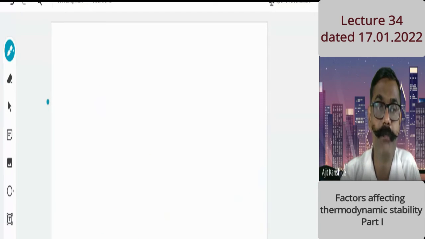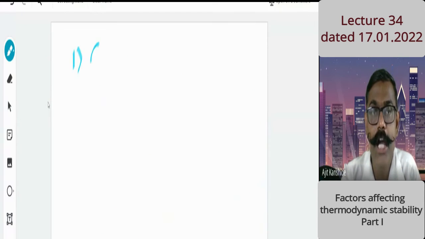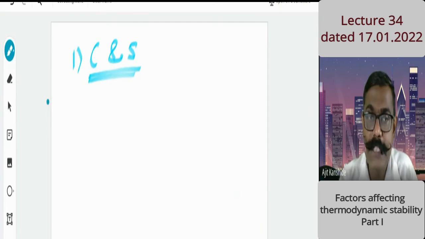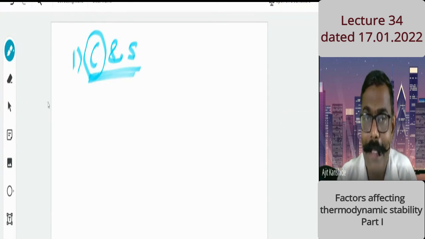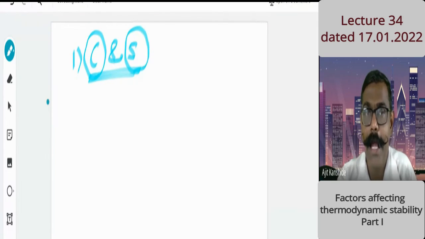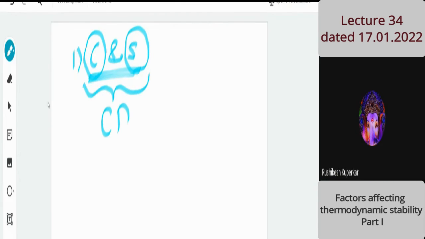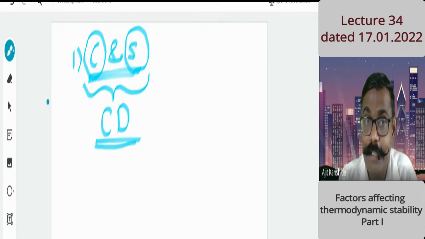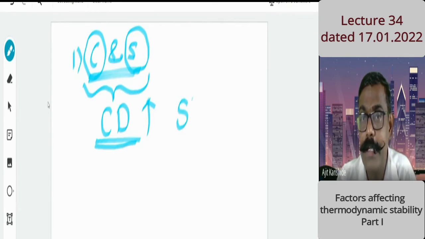The point with which I started was the charge and size of the central metal ion. I specifically discussed the charge point. I separately discussed the size point, and at last I combined both and brought one term. What is that term? Charge density. And if that charge density is larger, if it is more, the stability is higher.